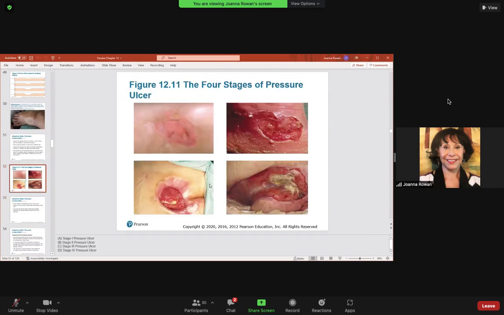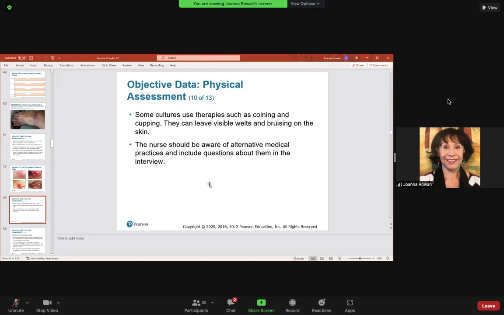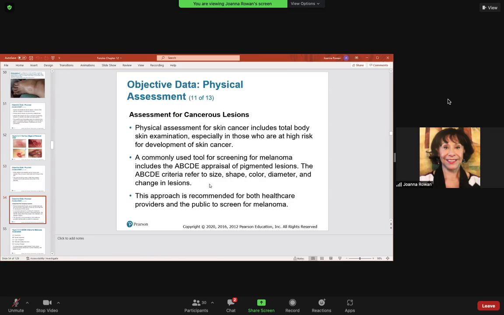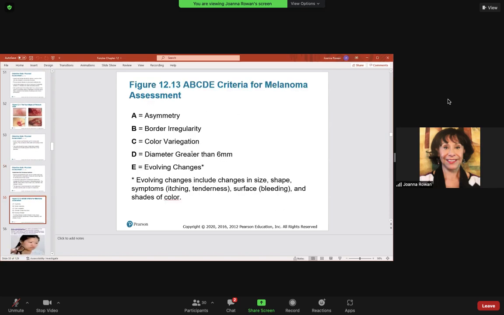Know the assessment of the cancerous lesions, utilizing the acronym ABCDE, and that stands for A, asymmetry, B for border irregularity, C for color variation, D for diameter greater than 6 millimeters, and E, evolving changes. And these evolving changes include changes in size, shape, symptoms, itching, tenderness, bleeding, and shades of color.